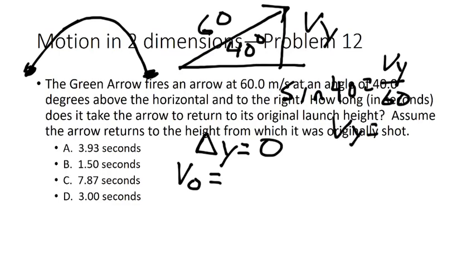So Vy is going to equal 60 times the sine of 40. When we calculate that, we end up with about 38.6. So that 38.6 is going to be our initial vertical velocity, and that's in the upward direction.